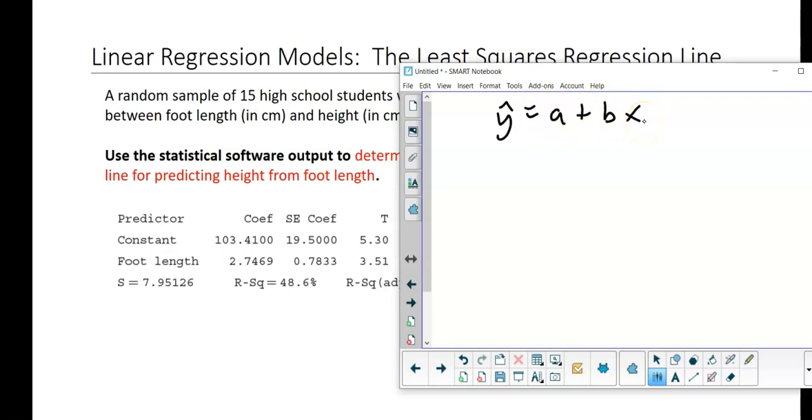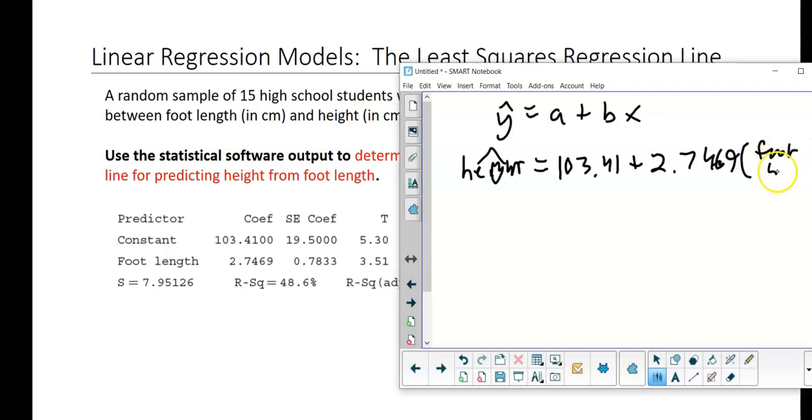In this case, we're predicting height. So height hat, or predicted height, is the y-intercept, which should be the next number next to constant, 103.41, plus the slope, which is 2.7469. You could round that if you want to. You could also just write it times the foot length. That was written really sloppily, but that should be the answer there.